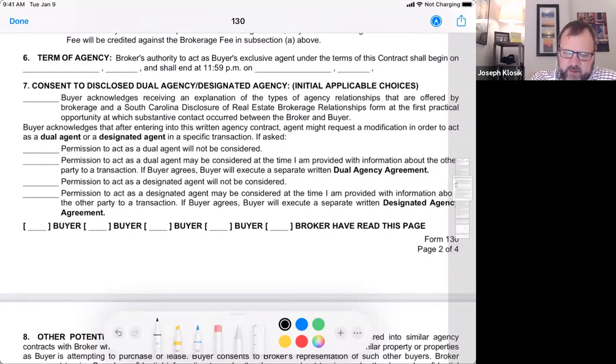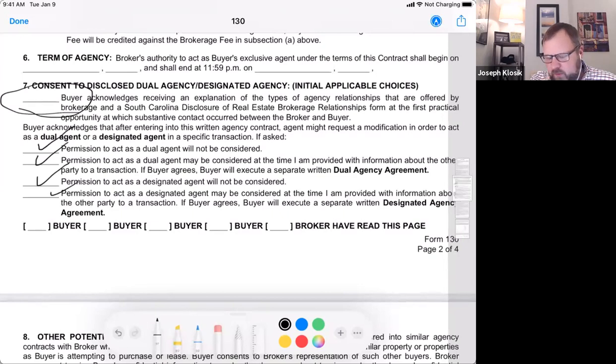First of all, they've agreed that you have shared with them the different types of agency relationships in South Carolina, which I'm sure all of you have done prior to this. If you haven't, then you need to jump to that at this point because they're acknowledging it. And then it's at this point where you're going into either they are not going to allow dual agency or they are going to allow dual agency. And then the same thing with designated on both of these.